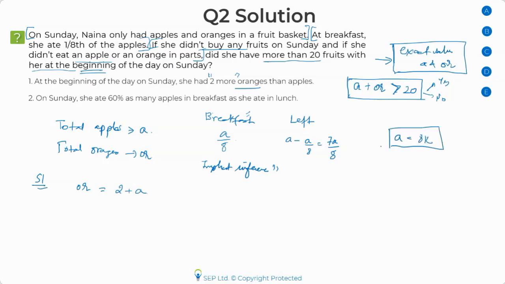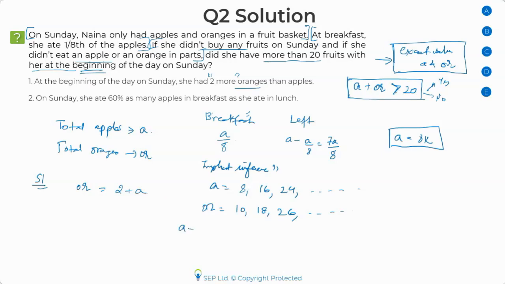Either set it up like this, or at least make an inference that A can take values such as 8, 16, 24, as some of you have shown. Write it down, not a problem. Now, if A can be 8, 16, 24, so on and so forth, and I know from statement 1 that orange is 2 more than apples, then my oranges can be 10, 18, 26, so on and so forth. Okay. My question is A plus OR greater than 20?